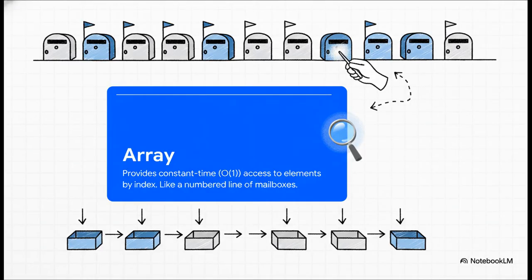First up, the array. Its superpower is just incredible speed, but only when you know exactly where something is. It's just like a row of mailboxes, each with its own number. If you know the address, we call it the index, you can go directly to it in an instant. In the tech world, we call this constant time, or O(1) access. All that really means is it takes the same amount of time to get an item no matter how big the list gets. Pretty cool, right?